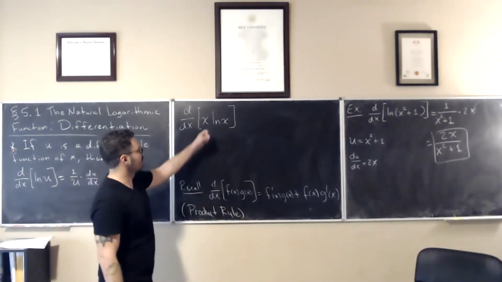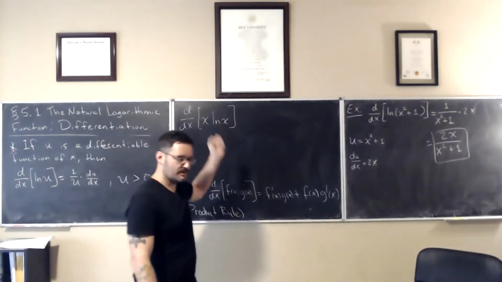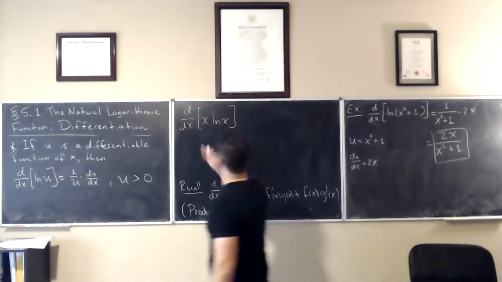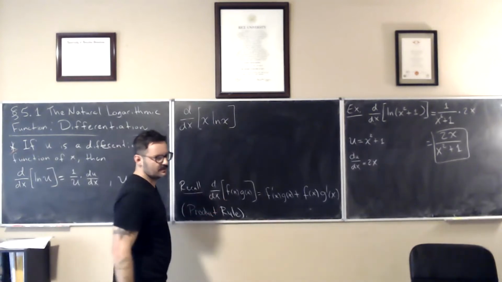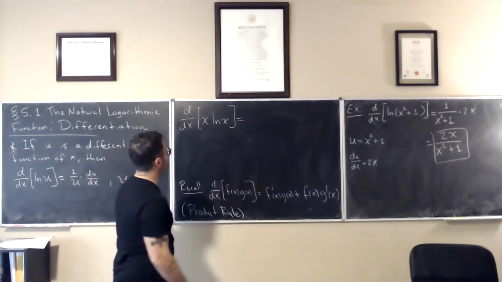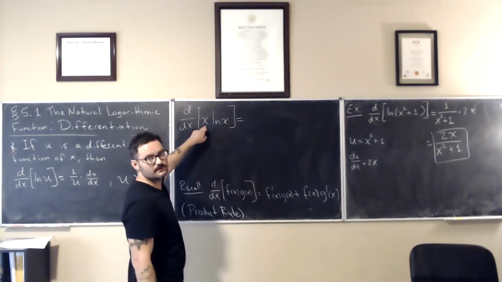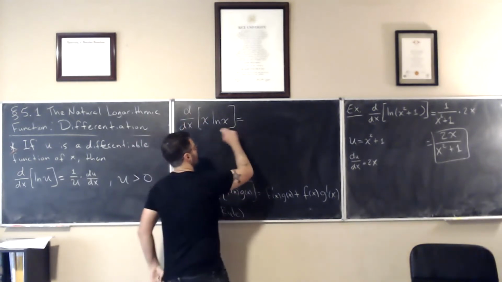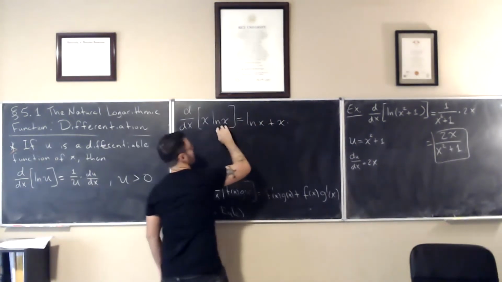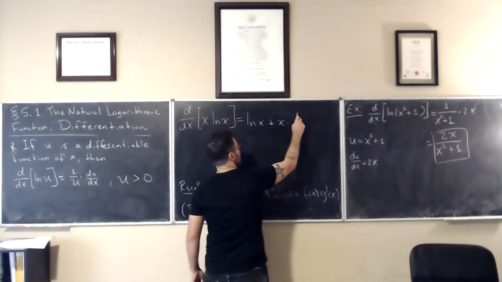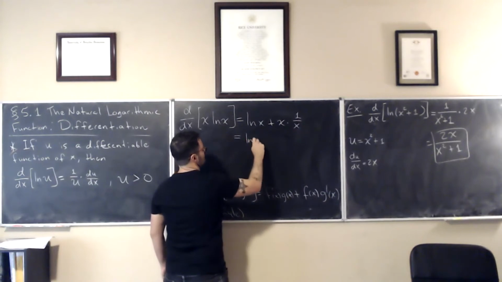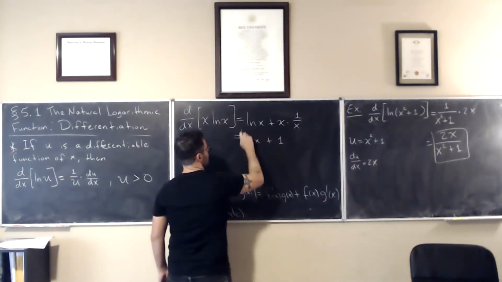Okay. So here we have two functions. We have the function y equals x, and we have the function y equals natural log x. So we're taking the derivative of this product, so we apply the product rule. So what is this going to be? This is going to be the derivative of the first thing, so derivative of x is just 1, times natural log of x, plus x times the derivative of the natural log. And this becomes natural log of x plus 1.